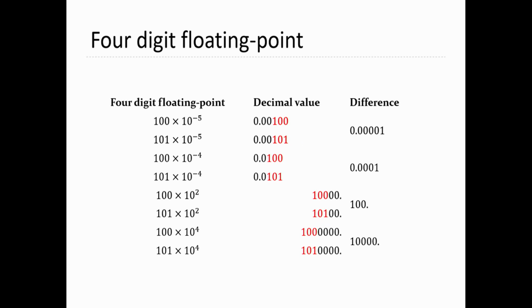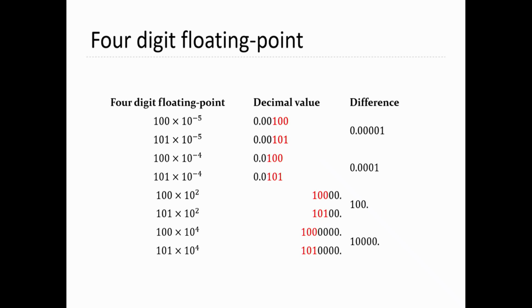Okay, what if I go up in order of magnitude? So suppose I go up to 100 times 10 to the minus 4. So that's equal to 0.01. Now what's the next largest value? That's 101 times 10 to the minus 4, and so that's 0.0101. Now notice something else weird happens. The difference between these two values is 0.0001. It's 10 times bigger than the difference here. 10 times bigger.